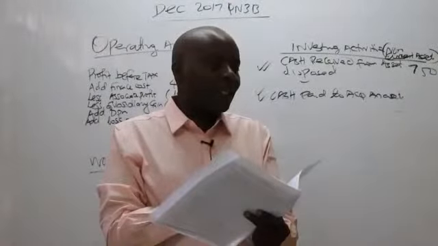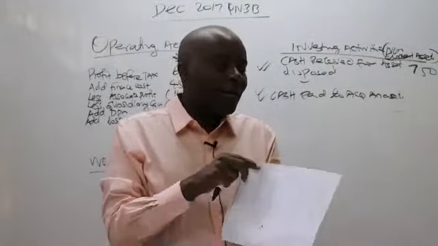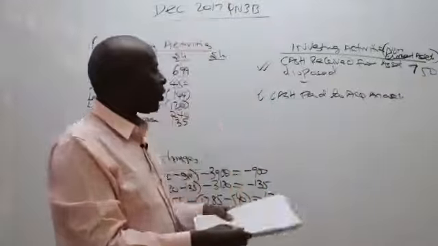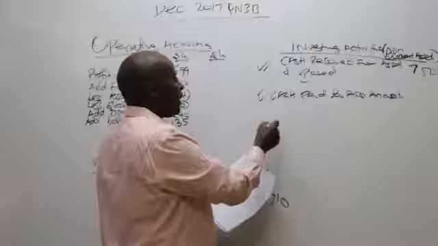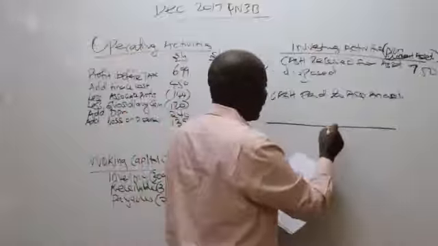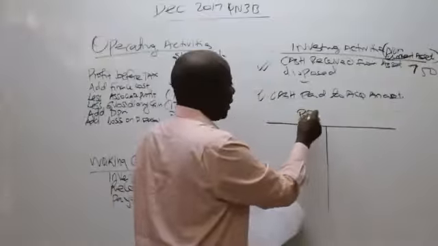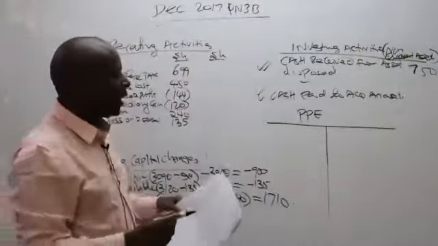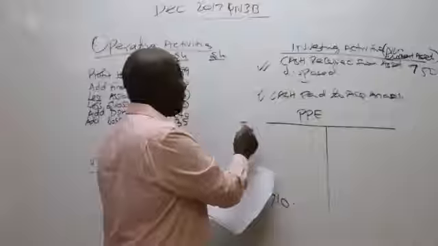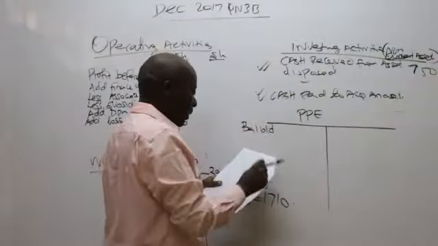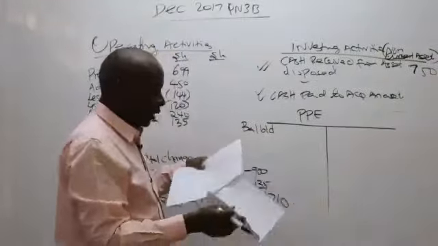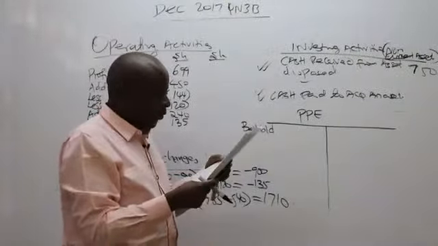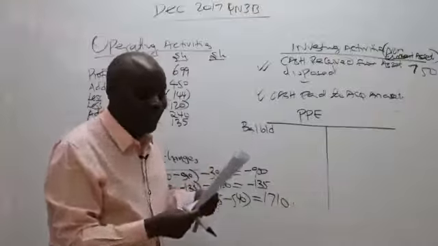Hapa itabidi, ladies and gentlemen, tuchore T account. Ingawa mimi sipendi T account at all, but please let's do a T account for property, plant and equipment. So for property, plant and equipment T account, si ni asset. So unasema hapa balance brought down. Balance brought down ilikuwa ngapi somebody ya PPE?